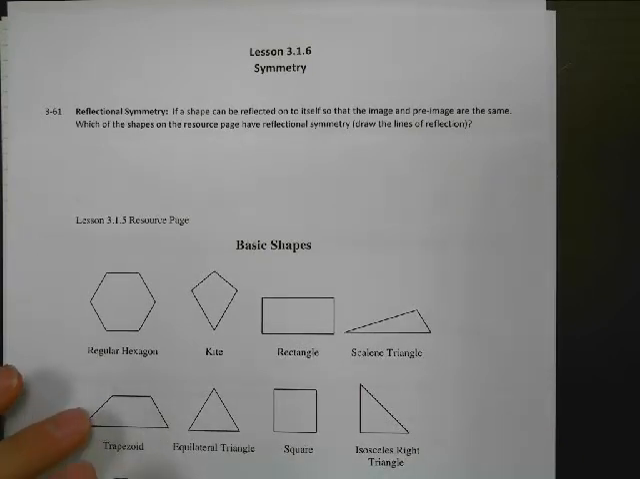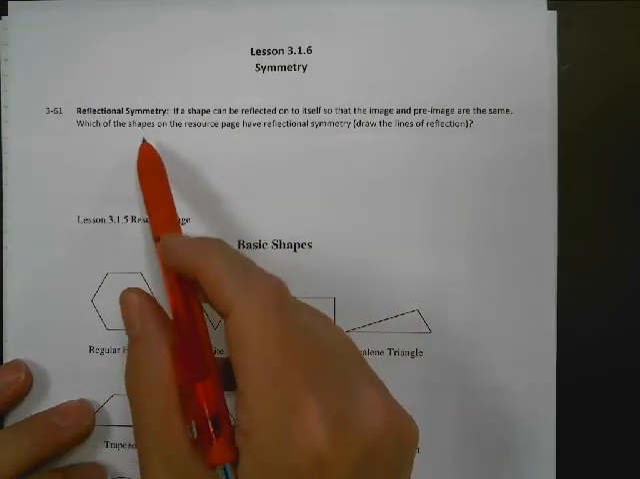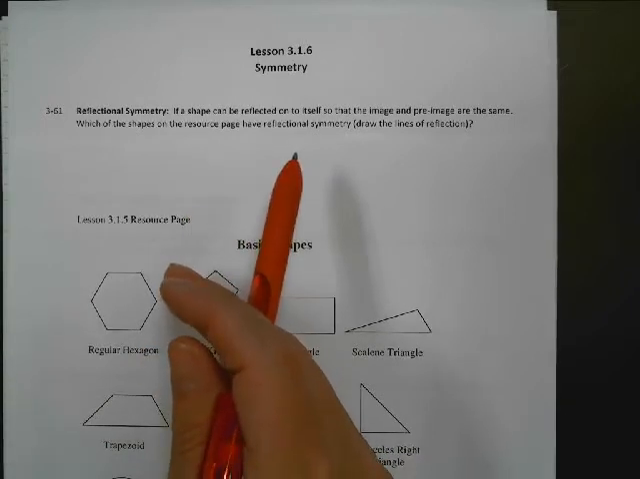So the first thing we want to look at is reflectional symmetry. Reflectional symmetry is when we reflect over a line, and then the object just is on top of itself, so the object doesn't change at all.